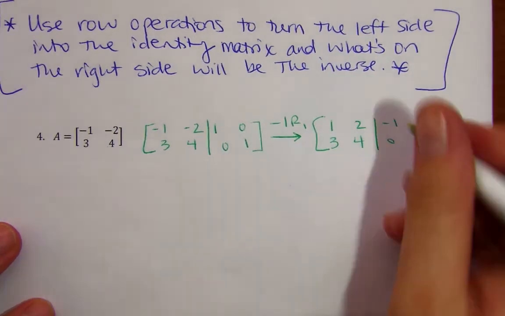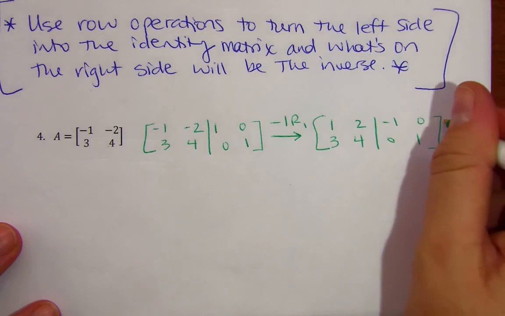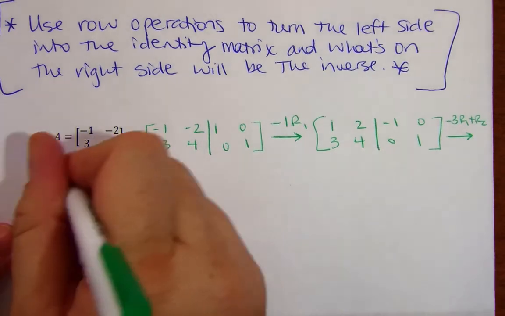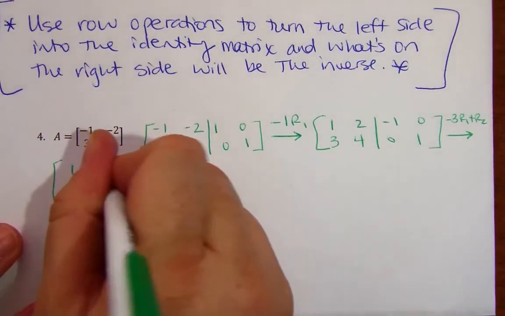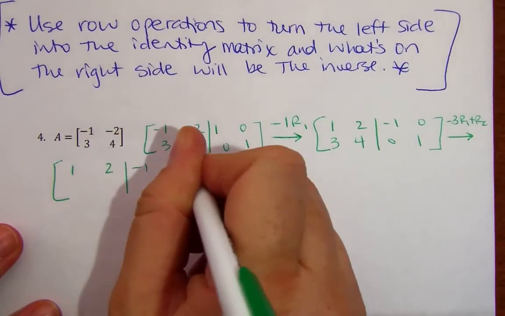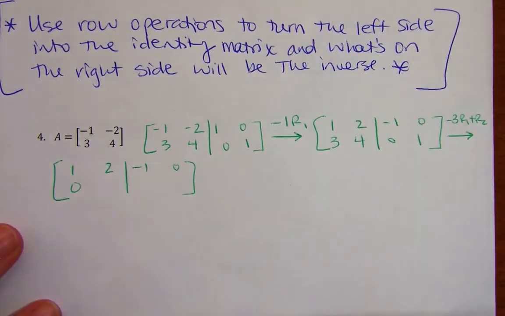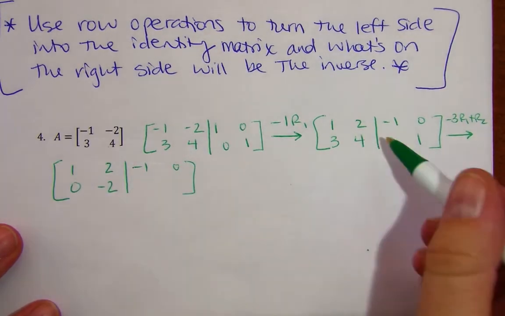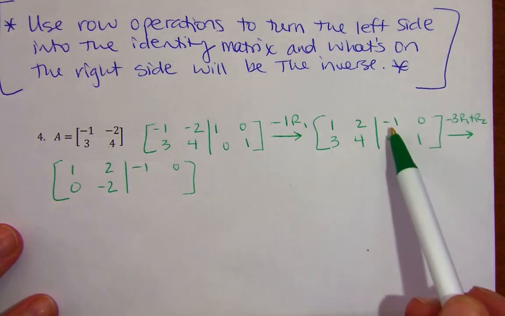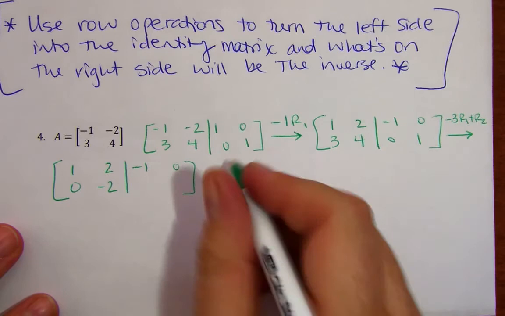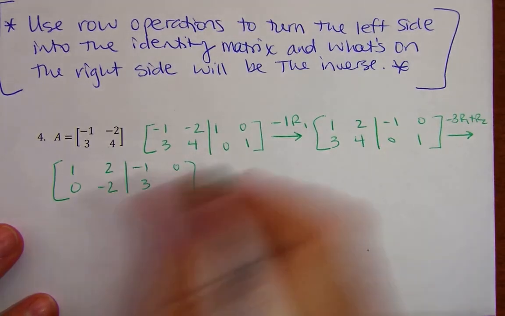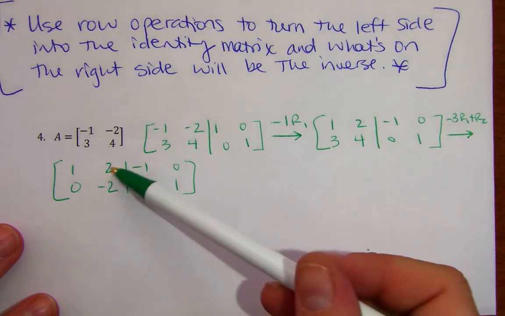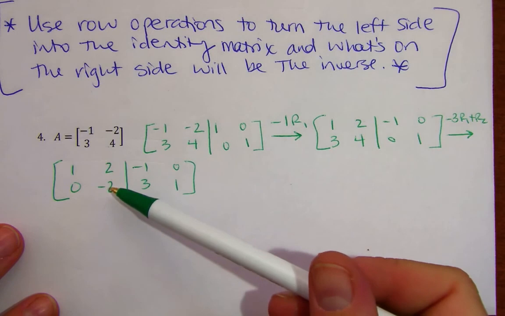And then my next step is going to be to multiply negative 3 times row 1 and add it to row 2. So when I do that, row 1 did not change. For row 2, this is going to become a 0. Negative 3 times 2 is negative 6, plus 4 is negative 2. And then negative 3 times 1, that'll become a 3 right here. And this will stay a 1, and that's where we are. And sometimes it's easier to get a 0 first before we get a 1 here. So I'm just going to add row 2 to row 1.